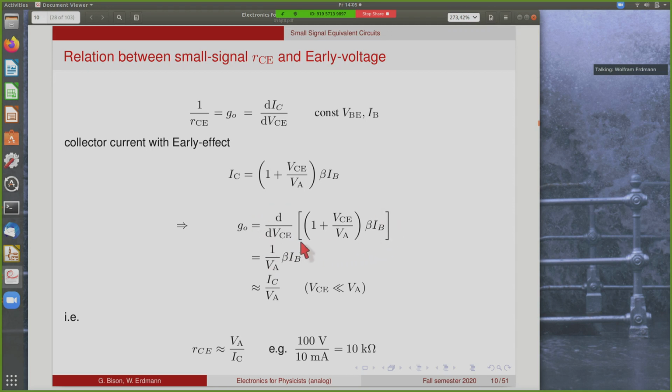So this term here simply gives us a 1 over the early voltage multiplied by beta times the base current, which I assume to be constant in this derivative. And then if we neglect the plus 1 here, so for relatively large early voltages, we can simply write this as the collector current divided by the early voltage. And this is the output conductance, and hence the inverse is the collector emitter resistance, which is early voltage divided by collector current.